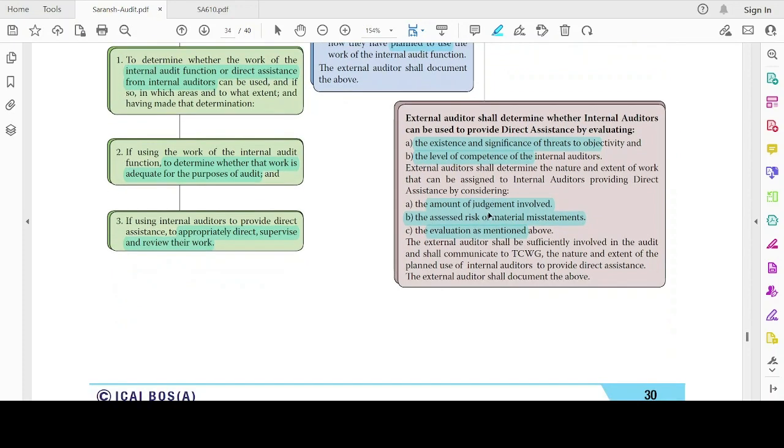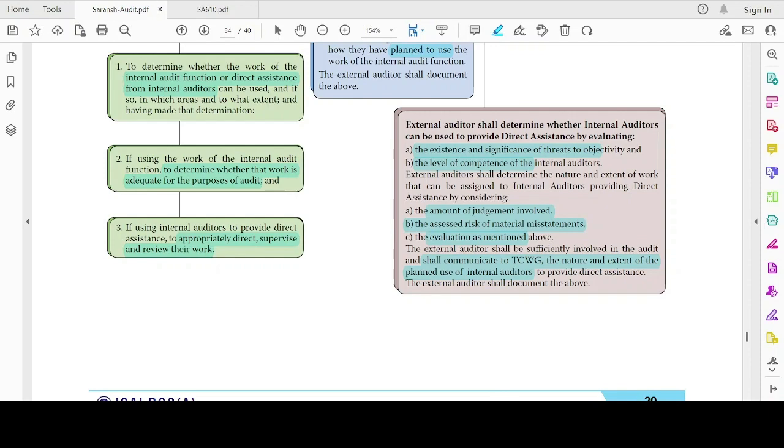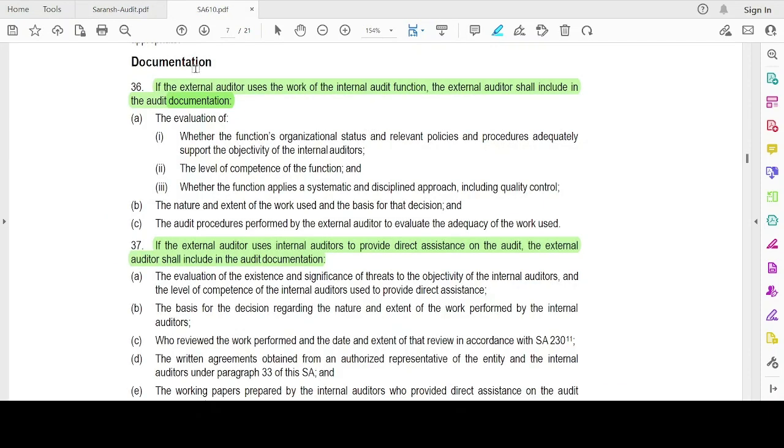Okay, now next, involved in the audit and communicate the nature and extent of the plan used to internal auditors to provide direct assistance. The external auditor also shall document the same. Now let's continue with the documentation. If the external auditor uses the work of the internal audit function, the external auditor shall include in the audit documentation the evaluation. What are the things he has evaluated? The objectivity, competence, and whether the internal audit function has applied a systematic and disciplined approach, including quality control, the nature and extent of the work and the basis of that decision, and then the audit procedures performed by the external auditor to evaluate the adequacy of the work used.